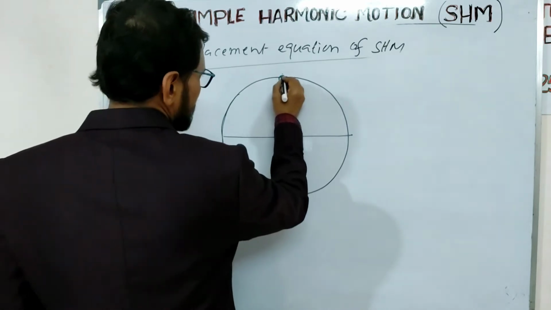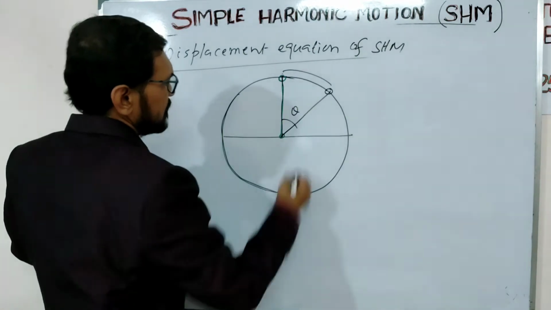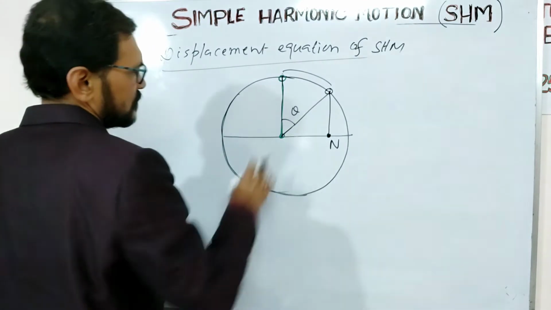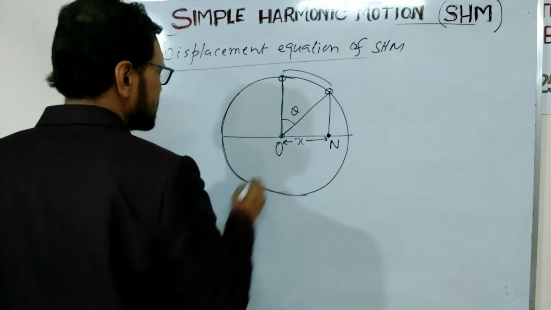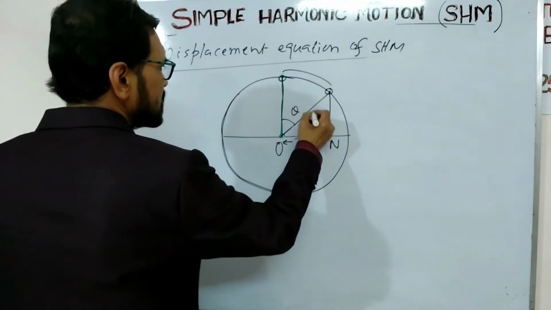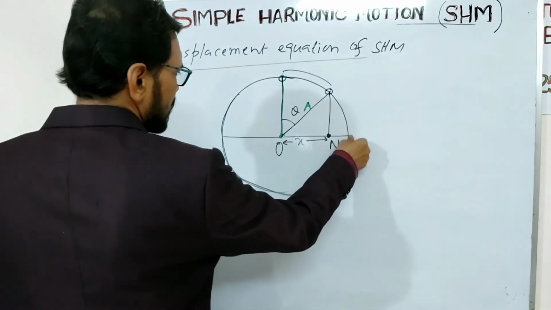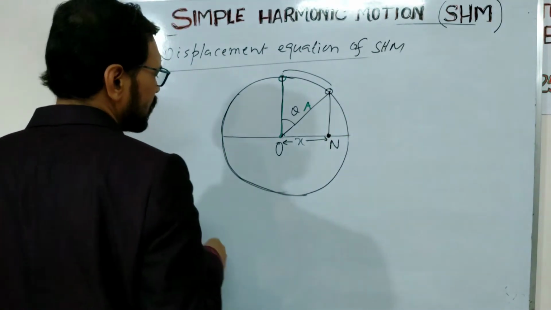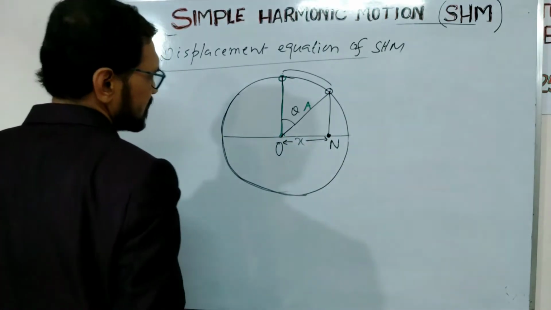Suppose the particle moves from this position to this position and describes an angle theta. Now the foot is here and the foot moves an x displacement from the mean position. This is the mean position O. From this, the amplitude is A. Amplitude is the radius of the circle. What is amplitude? Amplitude is the maximum distance moved left or right from the mean position.